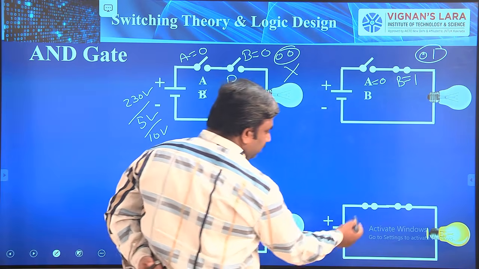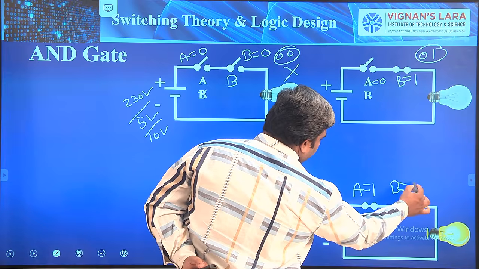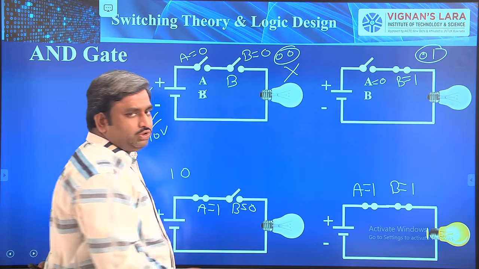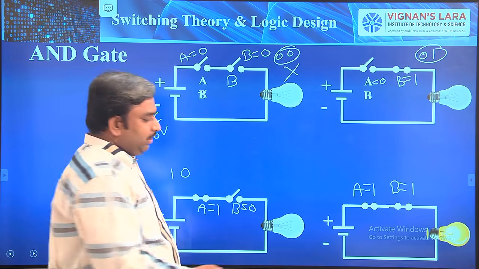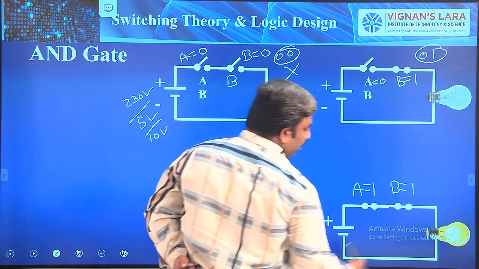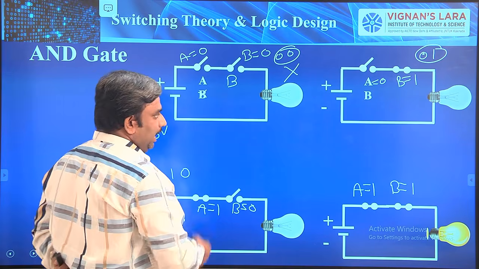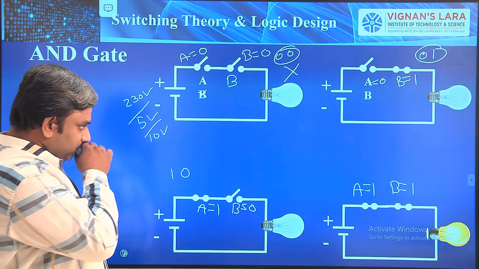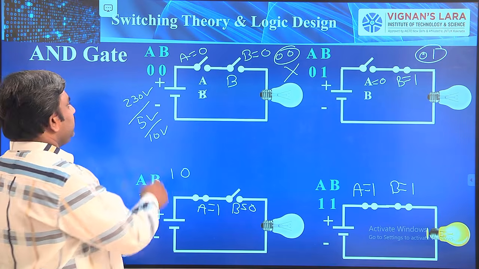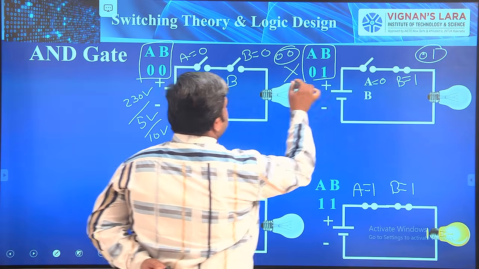Next, coming to the final condition. In this condition, see here, A is equal to 1, that is, A is in the short circuit, and B is equal to 1, short circuit, that is, the on operation condition. In this condition the bulb is going to glow. So this is the AND gate operation. So these are the 4 conditions.